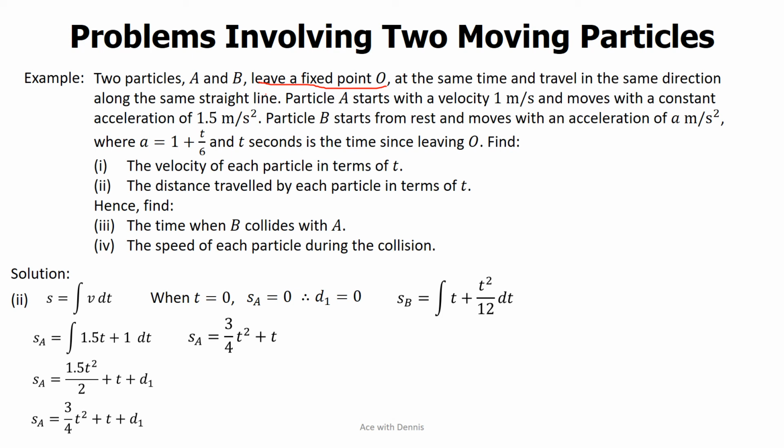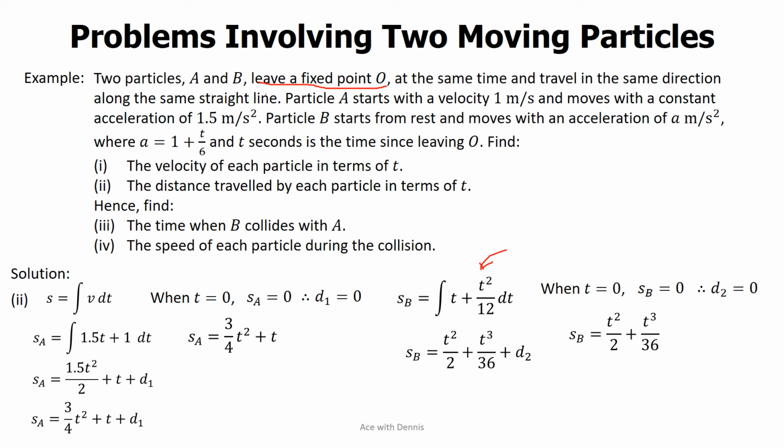To find SB, it is the integration of t plus t squared over 12 dt, which is the equation of the velocity of particle B. And we get SB equals t squared over 2 plus t cubed over 36 plus d2. So similar to particle A, when t equals 0, displacement of B is 0. Hence, d2 is 0. Therefore, the equation of the displacement for particle B, SB, equals t squared over 2 plus t cubed over 36.